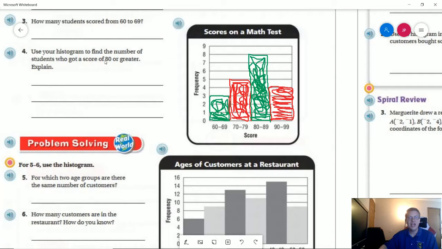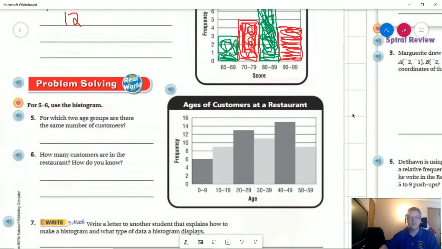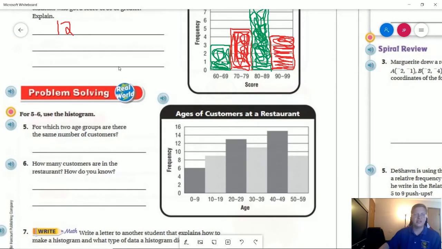So number 4, how many people got either an 80 or higher? We have 8 people on this part of the bar, and then we have 4 people here, so that would give us a total of 12 people. And for the explain, we just combine these two. There's not a whole lot to explain as far as what I would take the time to write in. You just say that you combine both of these together.